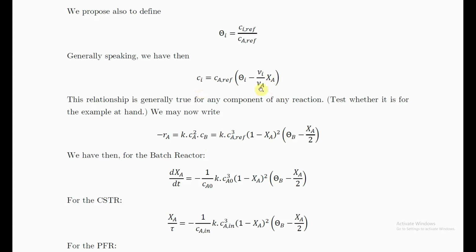This just generally works as long as we can define the conversion. So for component A, we know this is going to be Ca ref times 1 minus Xa. So, Ca ref squared times 1 minus Xa squared. So here's the 1 minus Xa squared, and then there's a Ca ref squared. And then we'll get another Ca ref from the Cb part, so we'll get Ca ref cubed. And the Cb part, we know is theta b minus Xa over 2. So there you go. You now have the rate of consumption of component A expressed entirely in terms of conversion.